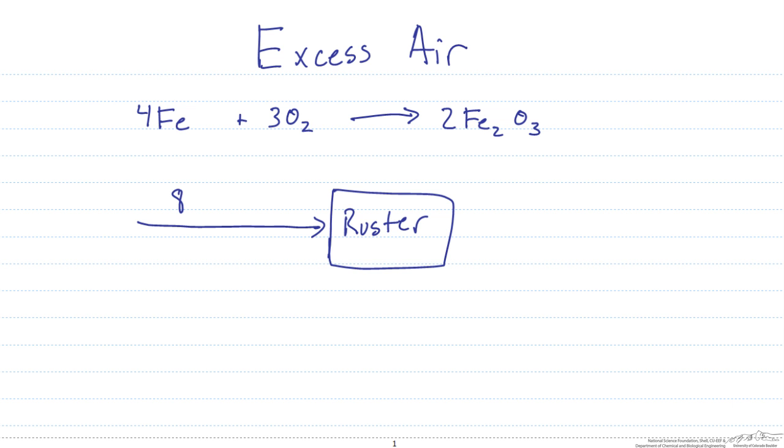Coming in, we have 8 moles per hour of iron. Coming out, we have rust. And to make the rust, we have to have a stream coming in of 40 moles per hour of air.